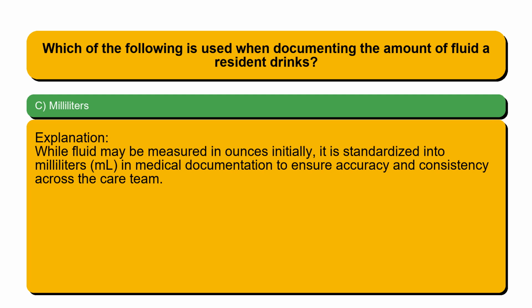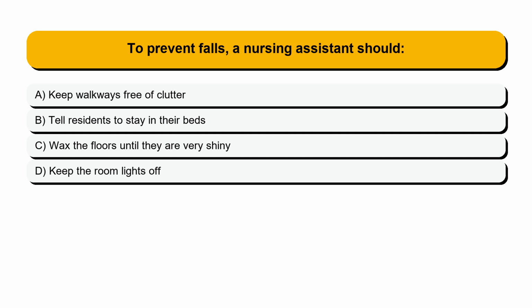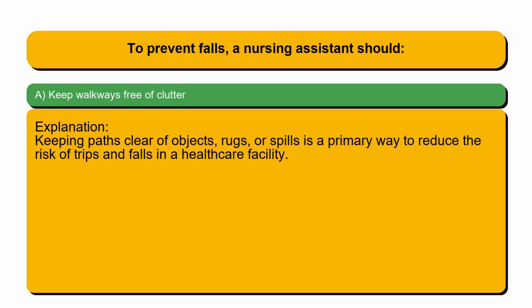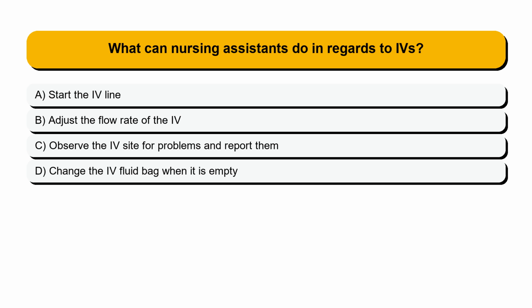Question 71. To prevent falls, a nursing assistant should: Option A, keep walkways free of clutter. Option B, tell residents to stay in their beds. Option C, wax the floors until they are very shiny. Option D, keep the room lights off. The correct answer is option A, keep walkways free of clutter. Keeping paths clear of objects, rugs, or spills is a primary way to reduce the risk of trips and falls in a healthcare facility.